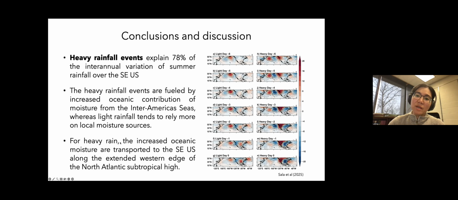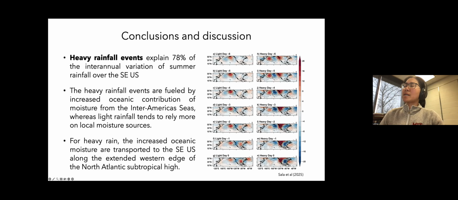For the heavy rainfall, the increased oceanic moisture is transported into the southeastern US along the extended western edge of the North Atlantic subtropical high. And as a discussion, that is a work in progress. What we are looking at is what causes the North Atlantic subtropical high to start to intensify a week ahead of the heavy rainfall events.